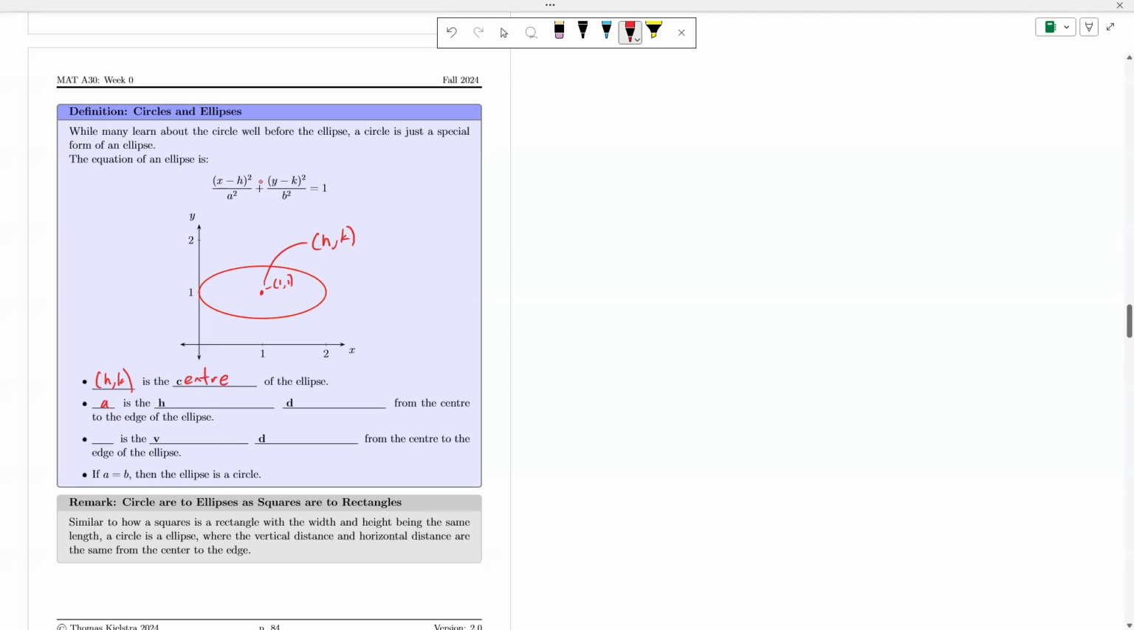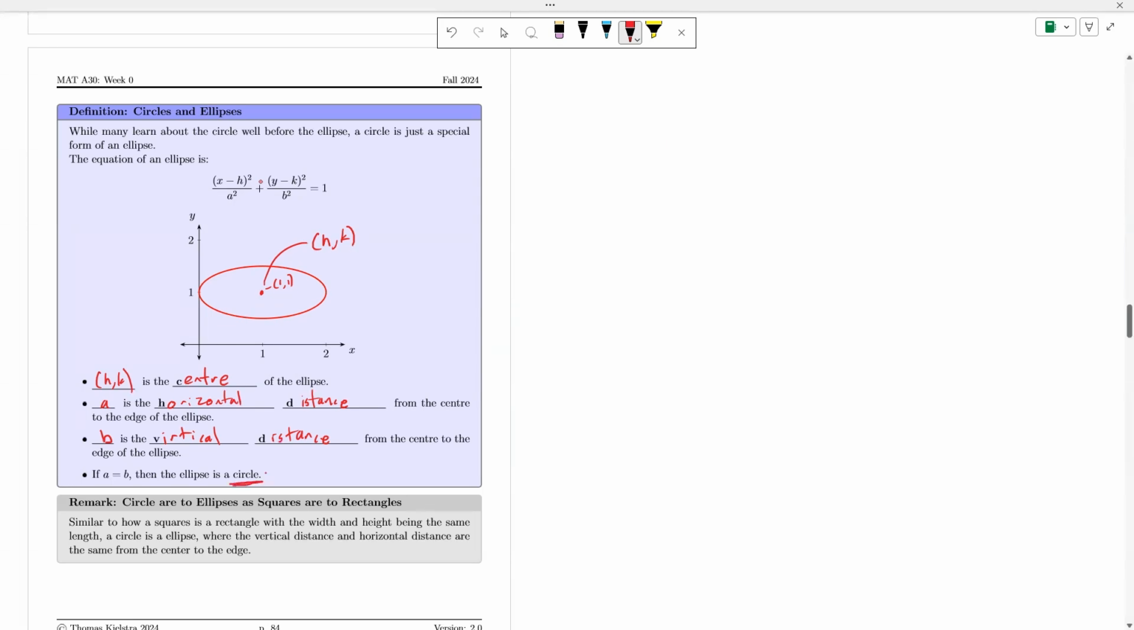A is the horizontal distance from the center to the edge of the ellipse. And B is the vertical distance from the center to the edge. If A equals B, then the ellipse is a circle.